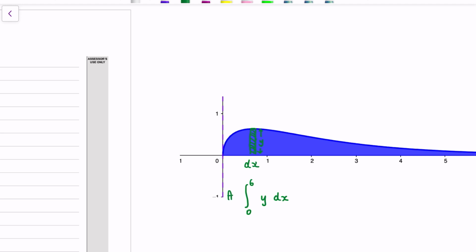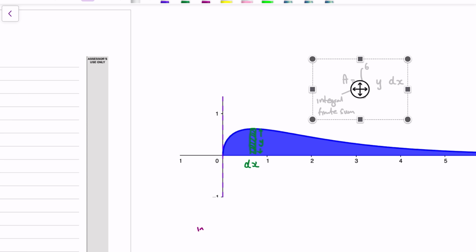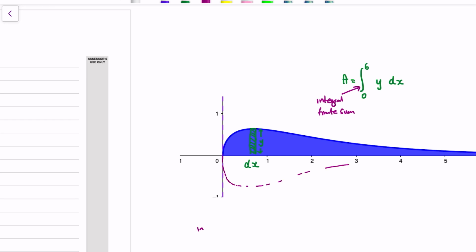So area equals that. This symbol here, which is an integral, you can think of it as like an infinite sum, and that's why the integral symbol looks like an S. So that's for finding area, but part C of the question asks us to find volume. So then what we need to do is think about this area being rotated around the axis, and that would generate us something like that.